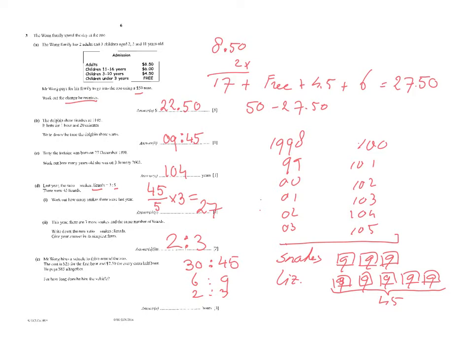So that is the simplified ratio, 2 as a ratio to 3. Last question here, I believe, question E. It says Mr. Wong hires a vehicle to drive around the zoo. The cost is $25 for the first hour and $7.50 for every extra half hour. And he has to pay $85 altogether. For how long does he hire the vehicle?